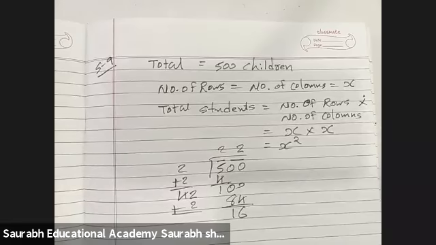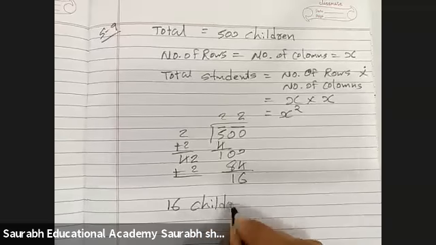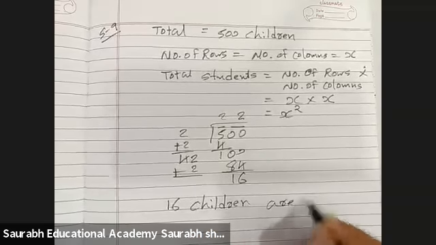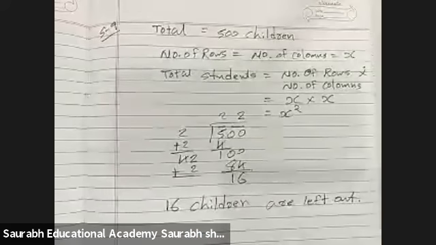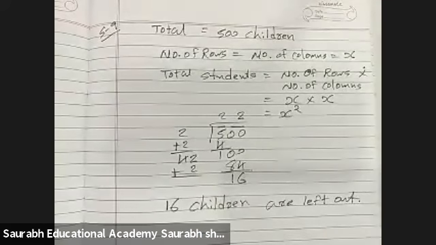They cannot be accommodated in the pattern of L into L or X into X. 16 children are left out. Clear, everyone? Yes, sir.